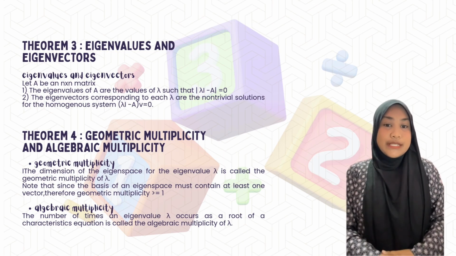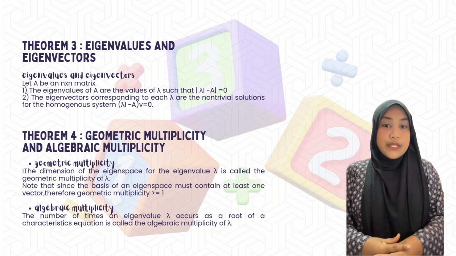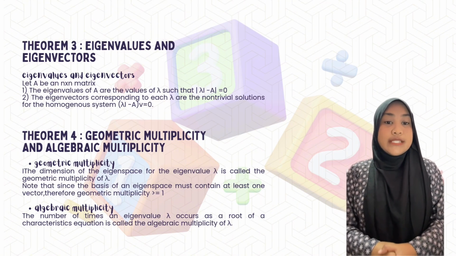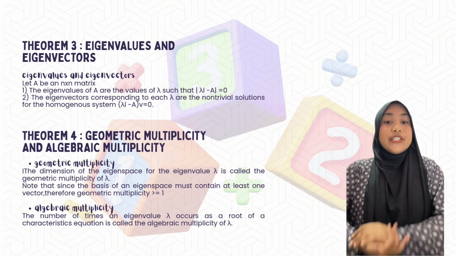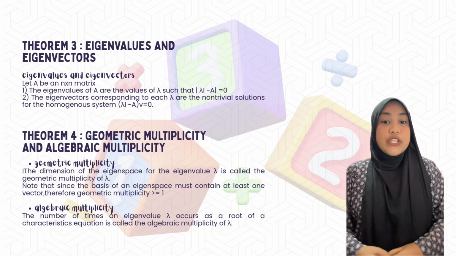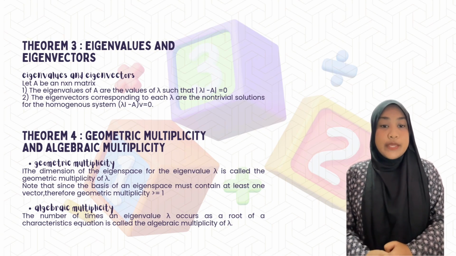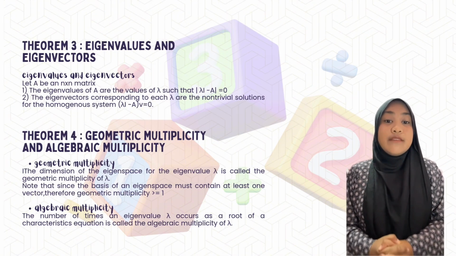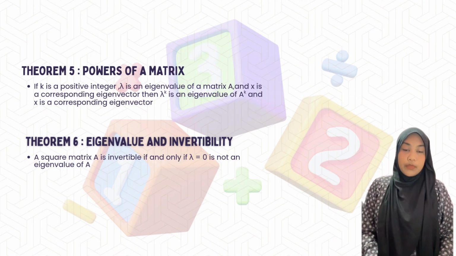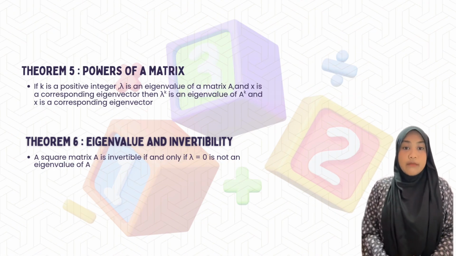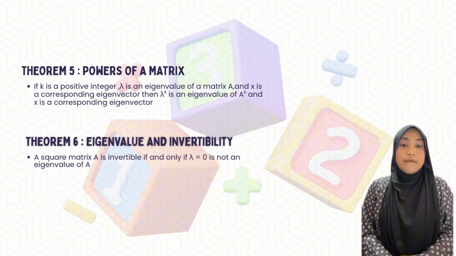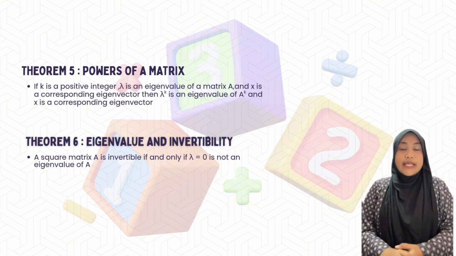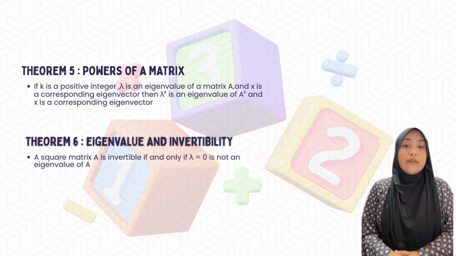Theorem 3 shows us how to calculate eigenvalues and eigenvectors using the characteristic equation and homogeneous system. Theorem 4 introduced geometric multiplicity, which is the dimension of the eigenspace, and algebraic multiplicity, which counts how many times an eigenvalue repeats as a root. Theorem 5 explains matrix powers, stating that if lambda is an eigenvalue of A, then lambda to the power of k is an eigenvalue of A to the power of k.